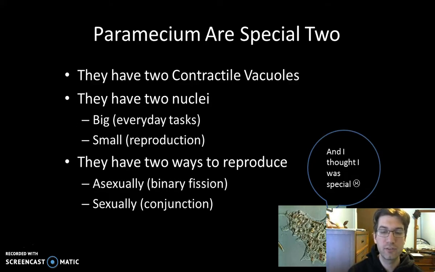The big nucleus is for its everyday tasks, and the small one is going to be used for reproduction. They also have two ways of doing reproduction that you probably are pretty familiar with, very similar to bacteria. They can go through binary fission and they can go through conjugation.